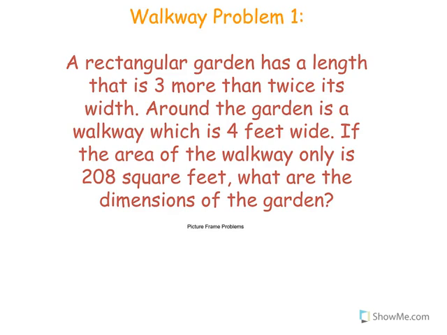So it says our garden has a length that's 3 more than twice the width. Outside the garden is a walkway 4 feet wide. And then it says the area of the walkway only is 208. Okay, so if I was doing this in class, I'd have a lot of questions. So the area of the walkway only is 208.